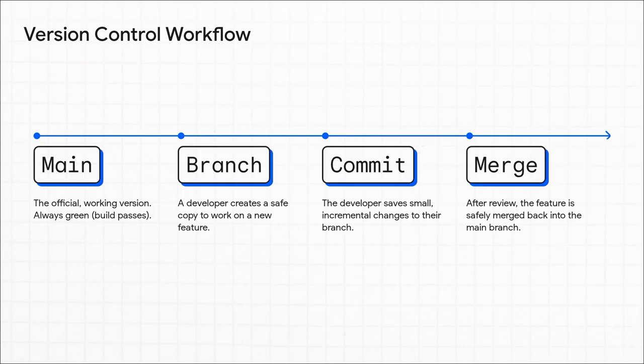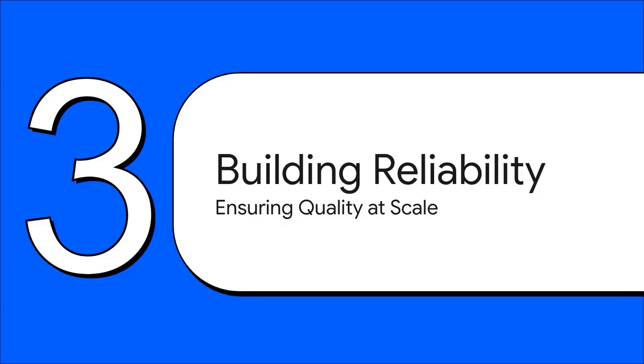But what happens when you have dozens of people all trying to work on the same code at the same time? Well, that's where a system called version control comes in. Think of it like a superpowered track changes for code. Everybody works on their own safe copy, which we call a branch. They save their progress in these little chunks called commits, and then, only when their new feature is ready and fully tested, it gets carefully merged back into the official main version. This is what stops people from accidentally overwriting each other's work. It's a lifesaver.